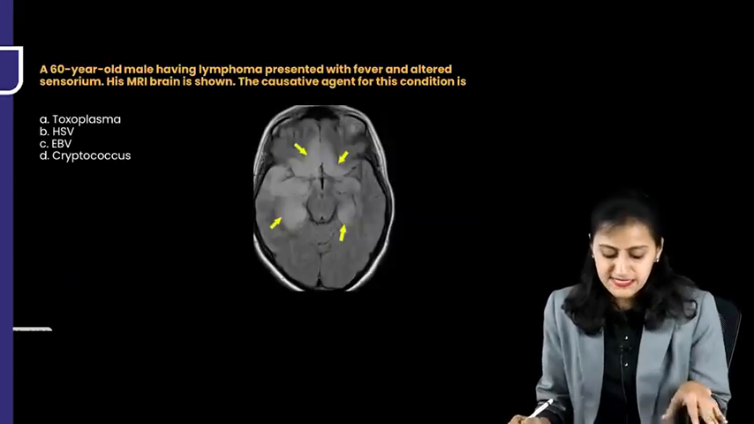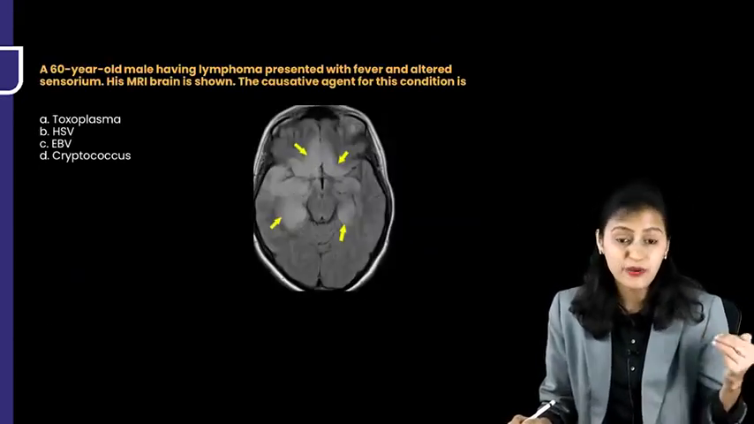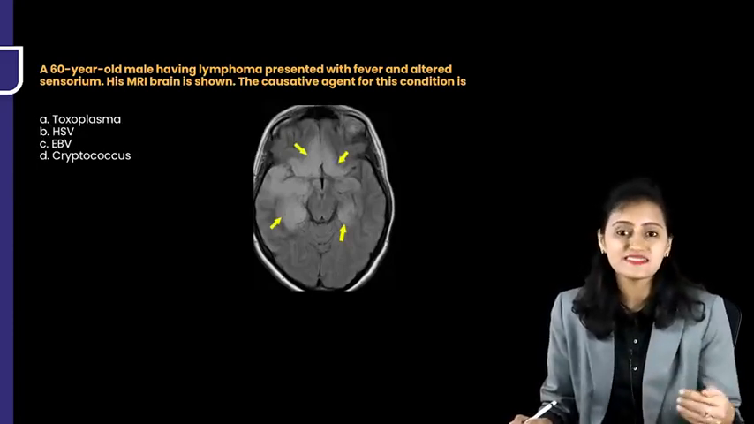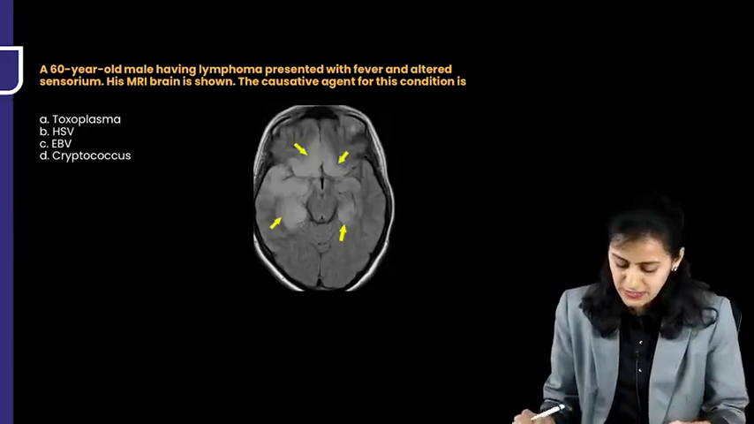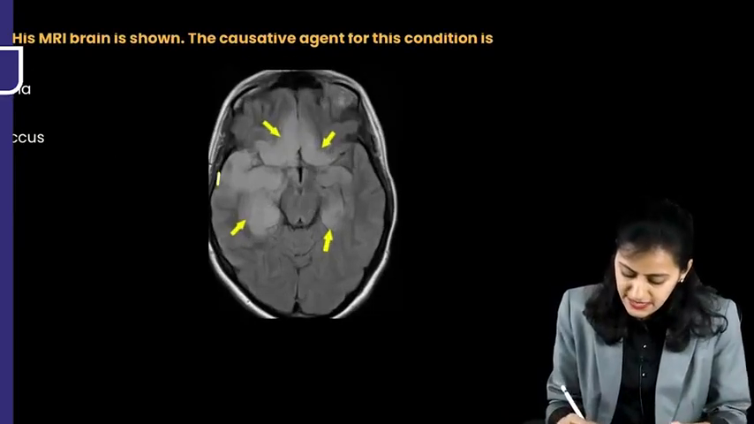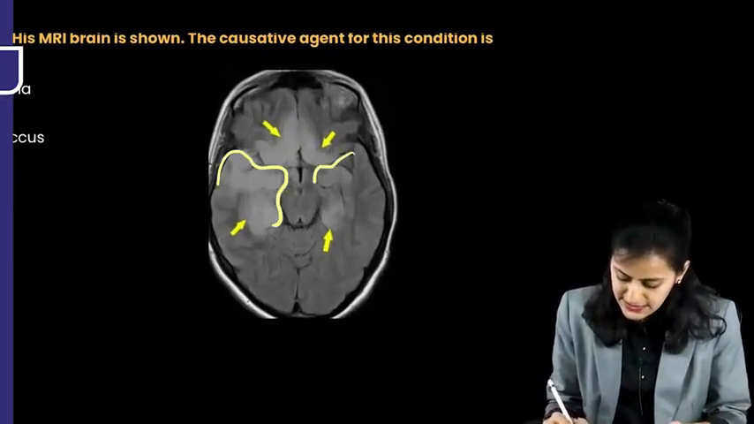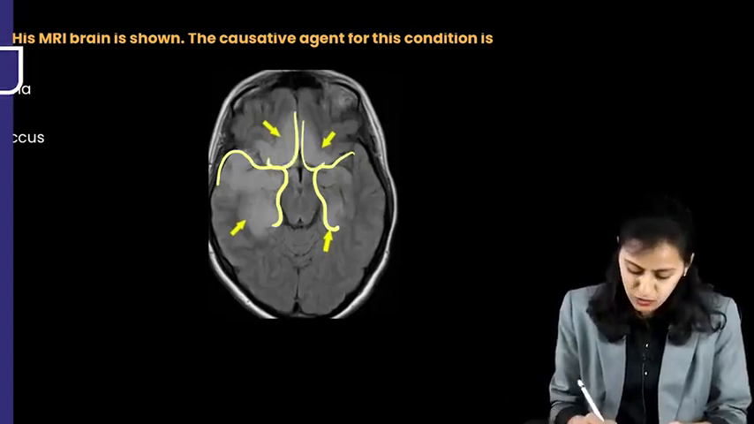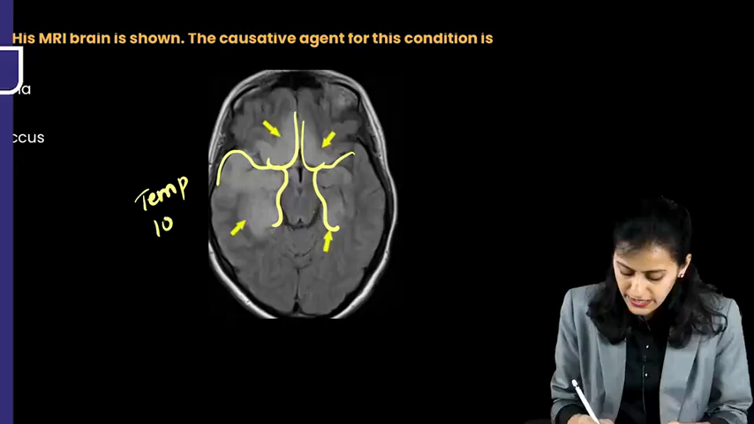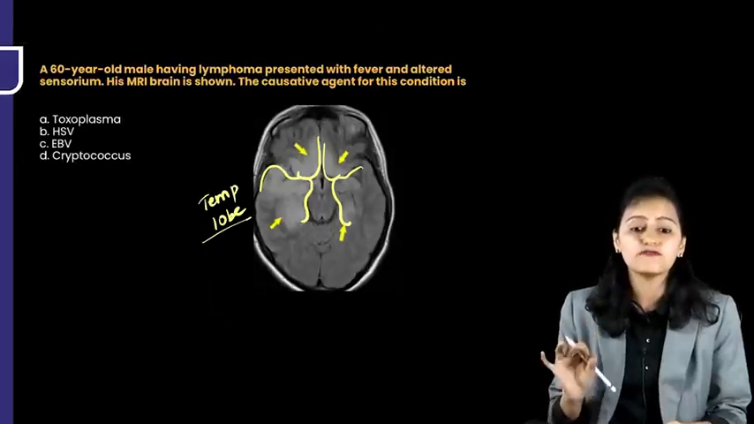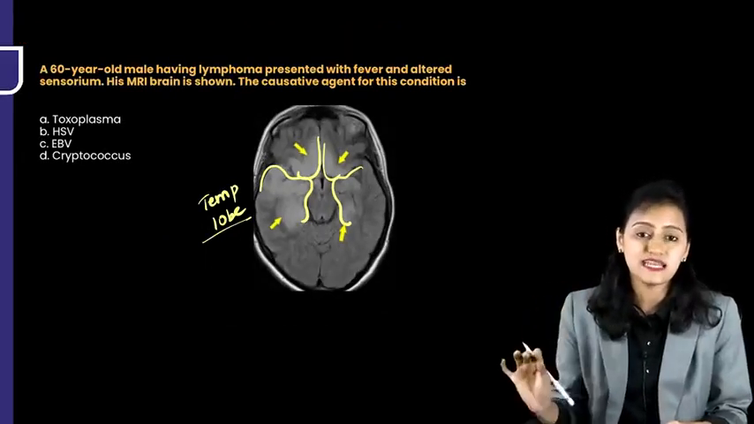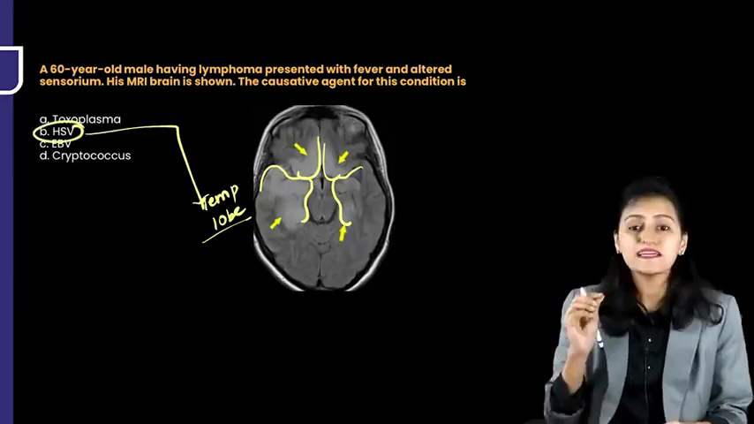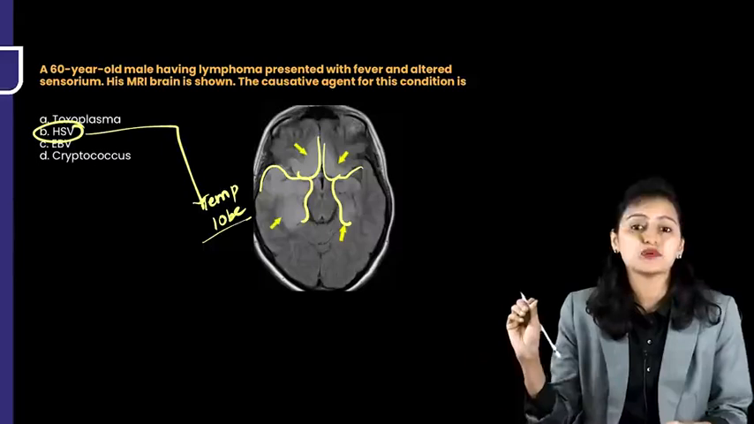Next one. This is a 60-year-old male having lymphoma, now having fever and altered sensorium. What is the causative agent? Asked in this year's NEET PG, there were two questions. So what do we see here? There is this abnormal signal intensity in the temporal lobe bilaterally, the basifrontal lobe, the temporal lobe. So whenever there is temporal lobe involvement and the infectious agent is asked, it is always HSV. Herpes simplex virus affects the temporal lobe.